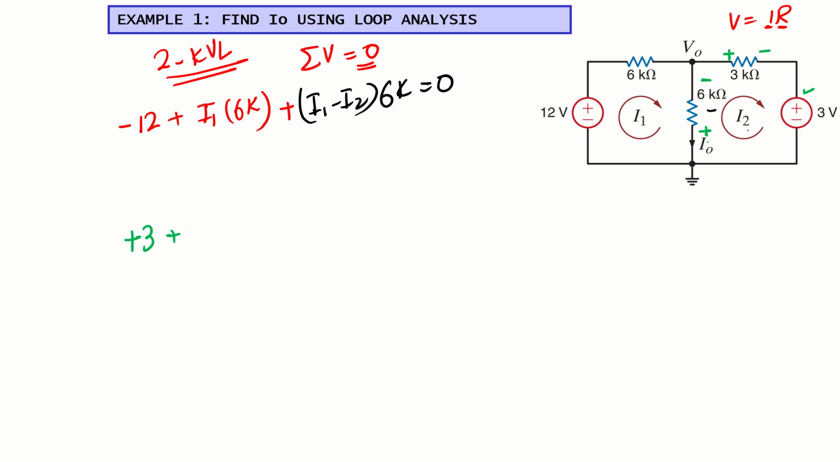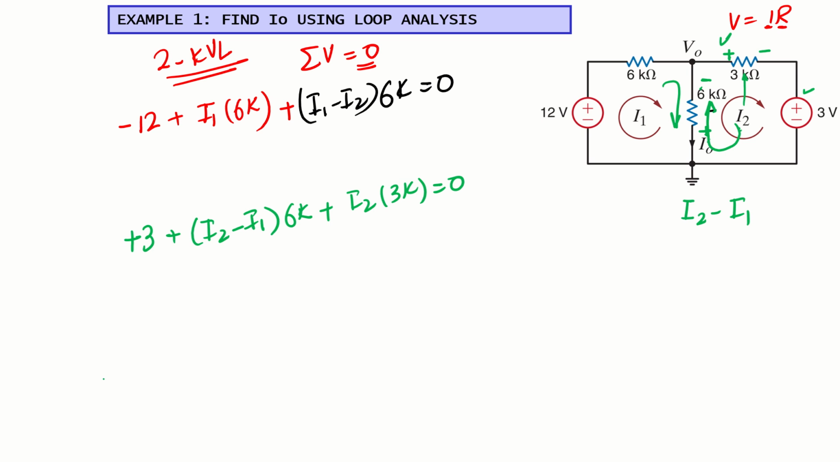Because I2 is our reference, loop 2's current is our reference, with respect to that reference we put the polarity positive. It means I2 is flowing this way and I1 is flowing this way. Because of this reference, the net current through the 6 kilo ohm will be I2 minus I1. So the voltage drop across the 6 kilo ohm is I2 minus I1 times 6K. We are done with this one. Then we come here, again plus. What is the current flowing through the 3 kilo ohm? That will be I2. So I2 times 3K is equal to 0. This will be our second loop equation.